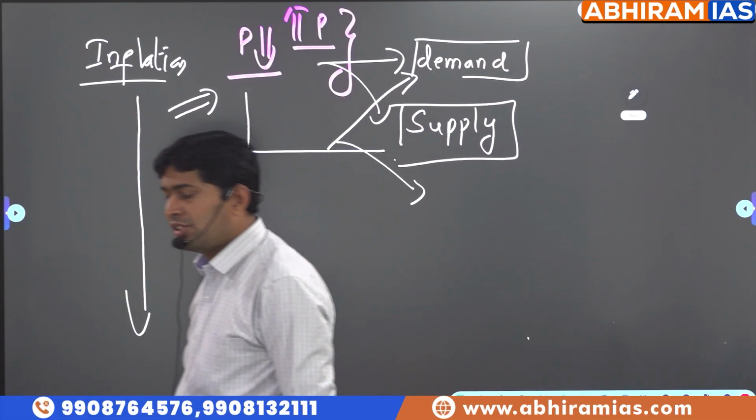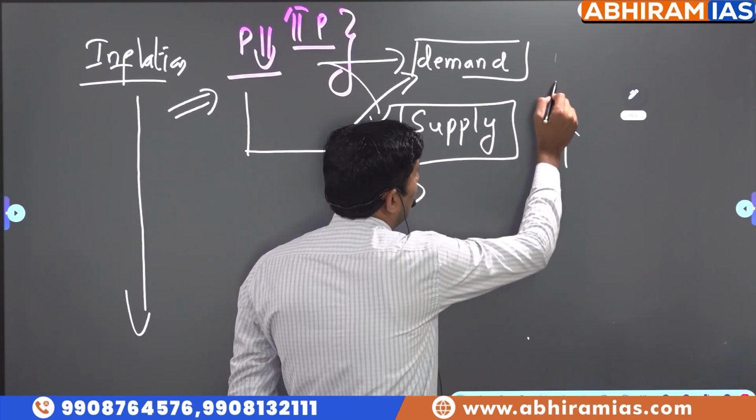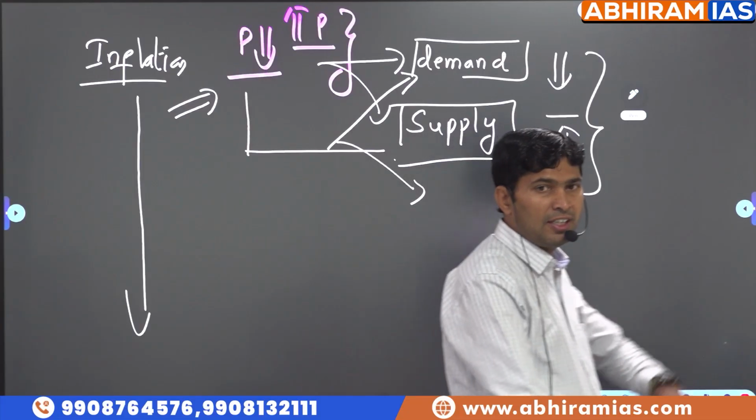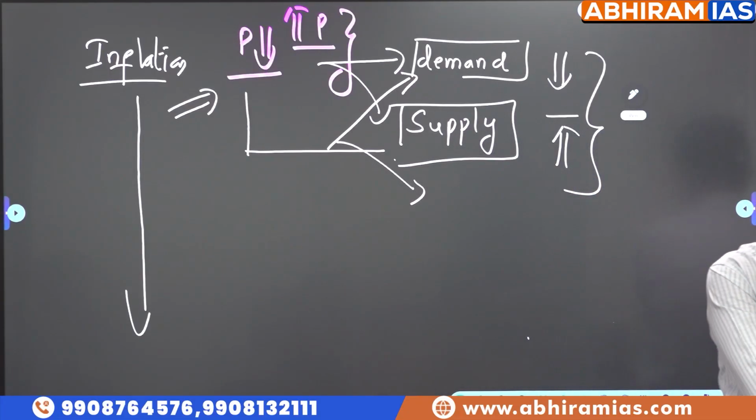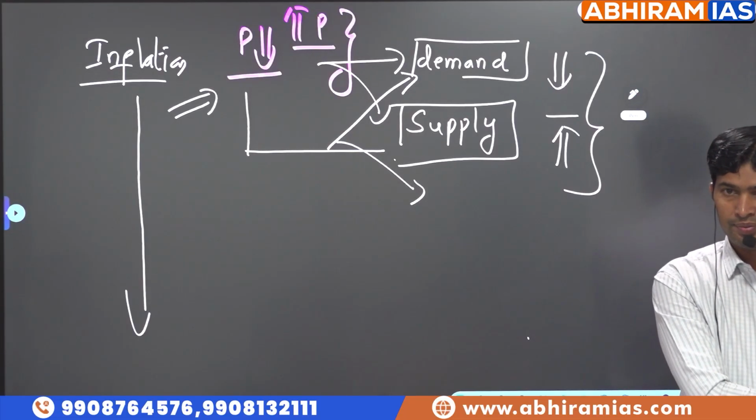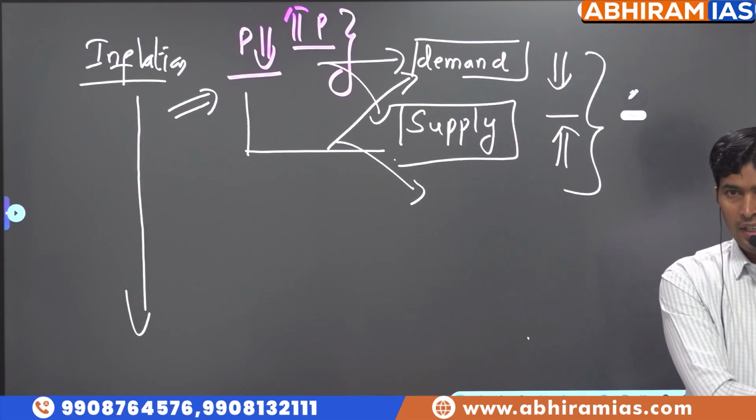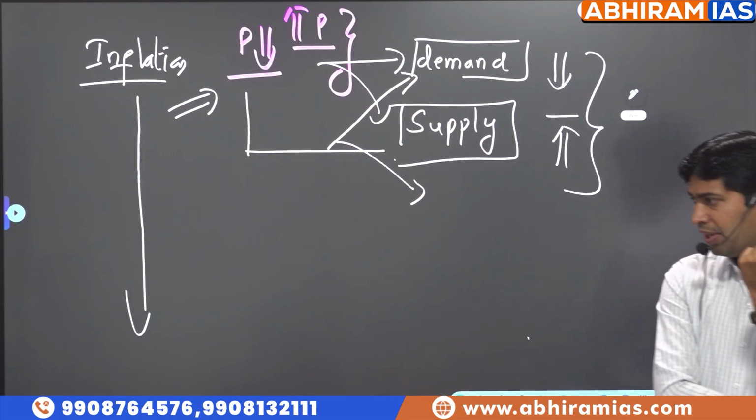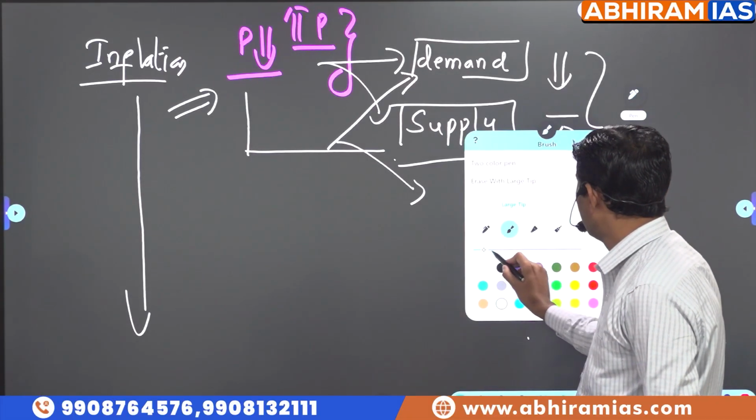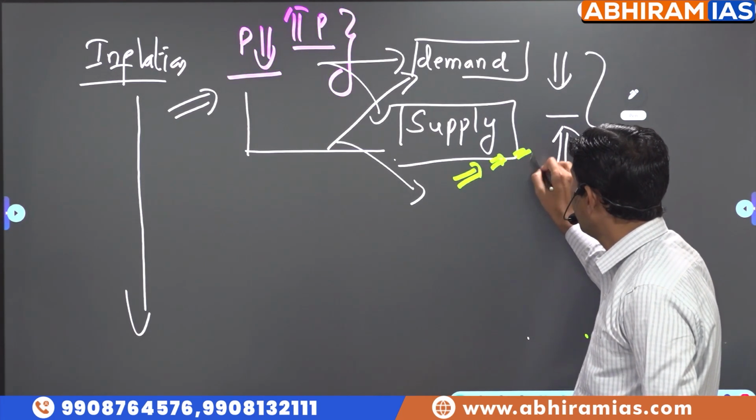So how do we reduce the prices? Either by increasing supply or by reducing demand, or a combination of both. Because prices are influenced by two fundamental factors. What are the two fundamental factors? Supply and demand. Prices are increasing because supply is less and demand is more. So when can we control the prices? You can increase the supply or you can reduce the demand. But look at the supply side: whatever goods we are talking about, can you increase the supply immediately?